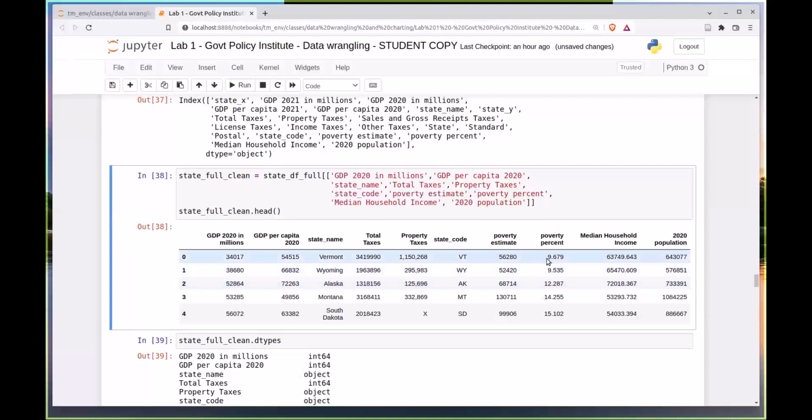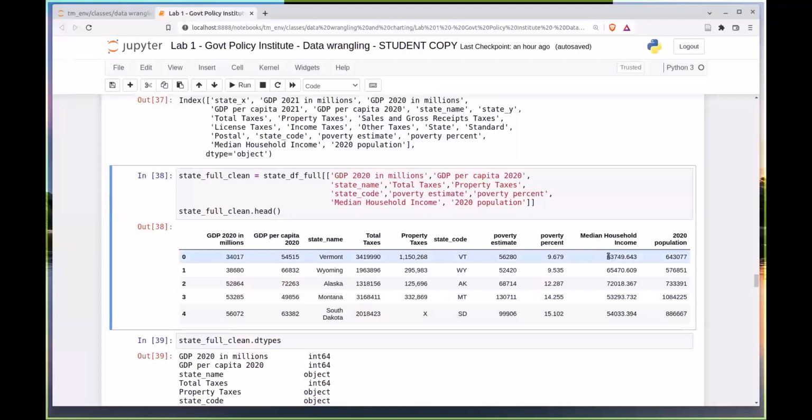Poverty percent, these are percent. Poverty estimate, these are numbers of people in poverty. Total taxes, it's written somewhere else that these are in thousands. So this here says 3 million, but it's really 3 billion in taxes. I'm pretty sure you can double check that. GDP is in millions, so it's not 34,000, it's 34 billion.